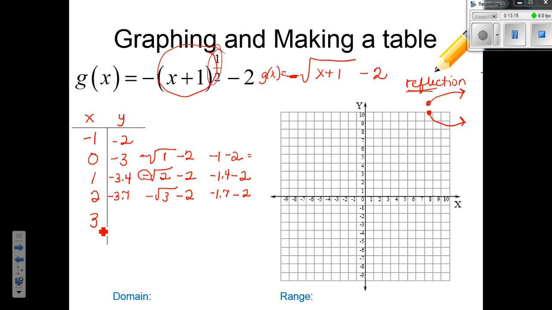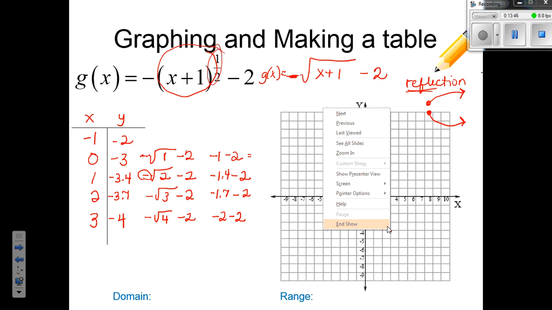Let's go ahead and plug in 3. 3 plus 1 is 4. Oh, that's a nice number. The square root of 4 is 2. Bring that negative over. Negative 2 minus 2 is negative 4. Plot those points. -1, -2, 0, -3. Look at how this graph is going down because it's a reflection. 2, -3.7, and 3, -4.